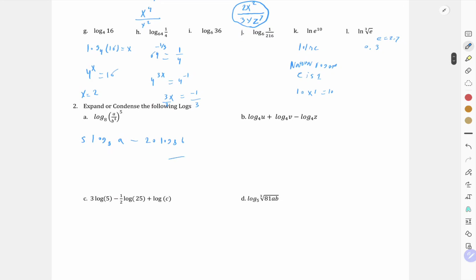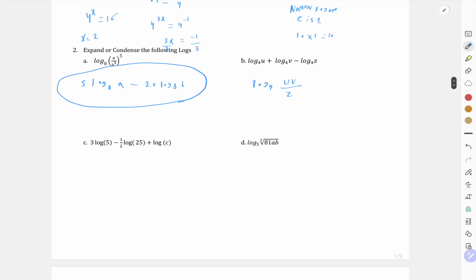So this is our expanded form, right? And now we want to condense this. So when we have this condensed form, as you can see, log base 4, now it's going to be u, v, and in the denominator it's z. So let's start. U and v are at the top and z is at the bottom. That's basically all you need to do.